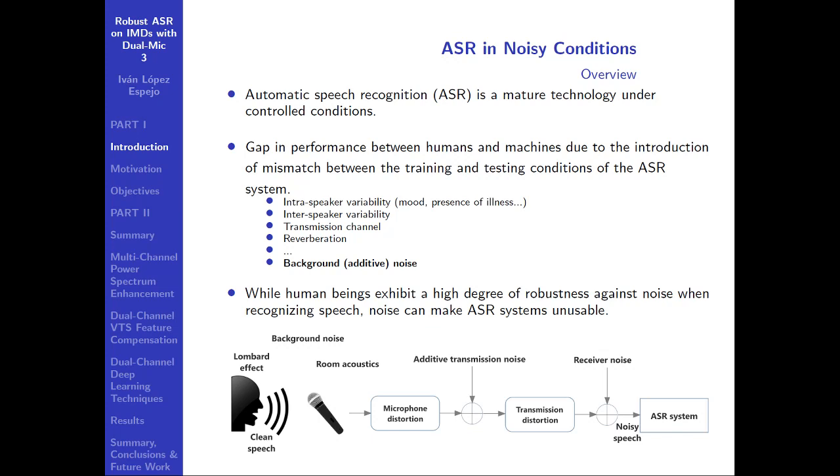So the point is that we can train this system in the same conditions that are expected to be found when being used in order to perform as well as possible. However, the problem comes when there's mismatch between training and testing data that can degrade the performance of the speech recognition system. Some mismatch sources are inter-speaker and intra-speaker variabilities, transmission channel, reverberation, and one of the most important is background noise, which can make speech recognition systems unusable. Tackling background noise is one of the main scopes of this thesis.